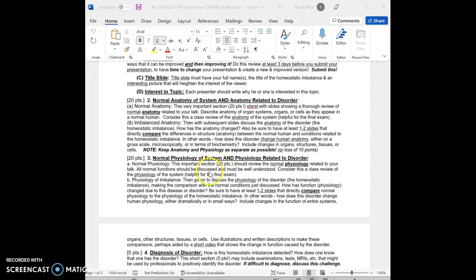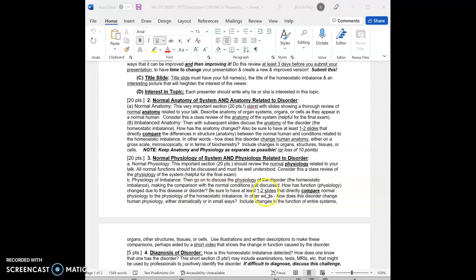So you talk about normal physiology. Again, if you're talking about the female reproductive tract, how should that work? What are the functions of these structures you talked about? How should they work if everything's going fine? Then talk about how is it different if they have the disorder? What doesn't work? Right up here, you said how the structures have changed when there's a disorder. Here, talking about how does the function change? And again, at least one slide.